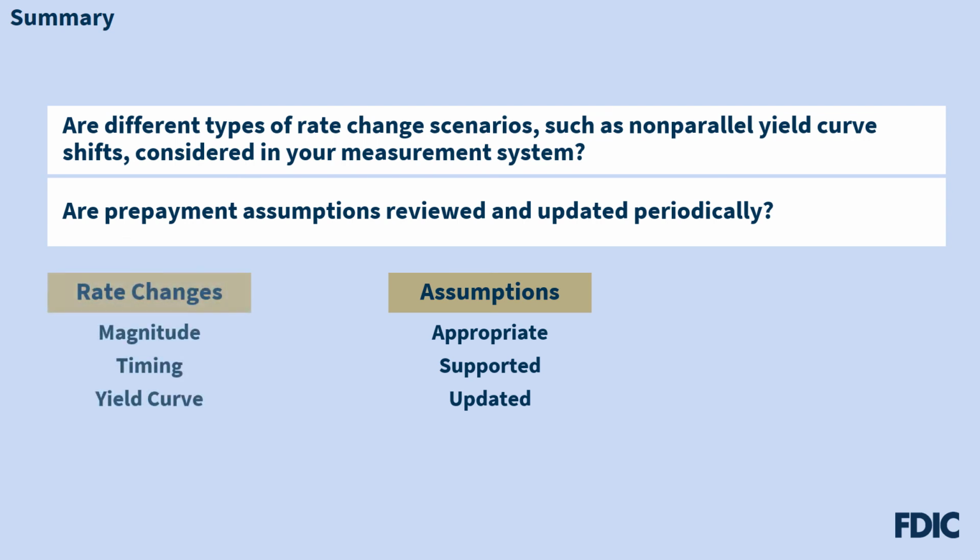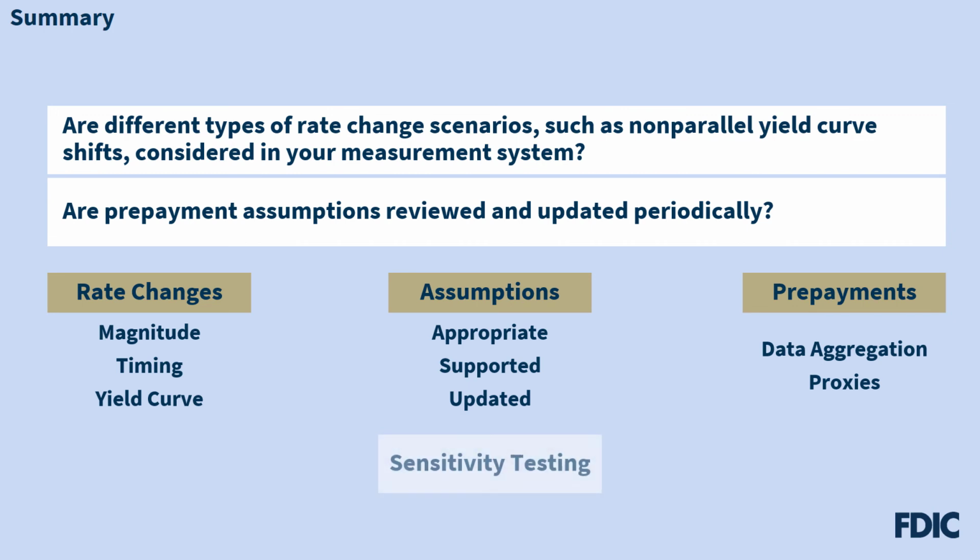For estimated rate changes, the model factors in a sufficient magnitude of changes, considers the timing of changes, and estimates how the yield curve may shift. Prepayment estimates are based on proper data aggregation and proxies. Finally, modeling efforts include sensitivity testing to ensure that management focuses on the assumptions that are most influential to model results.